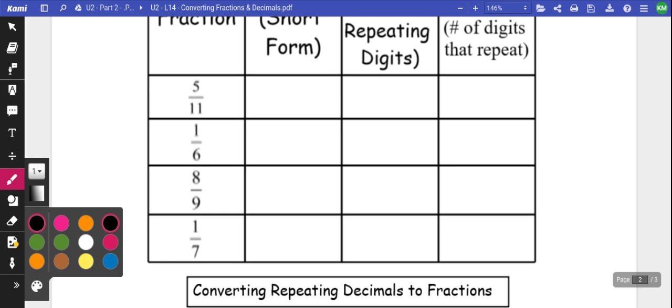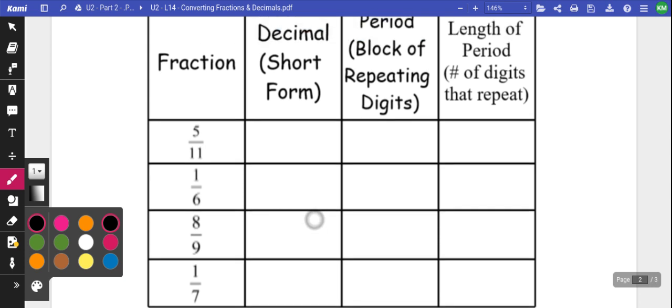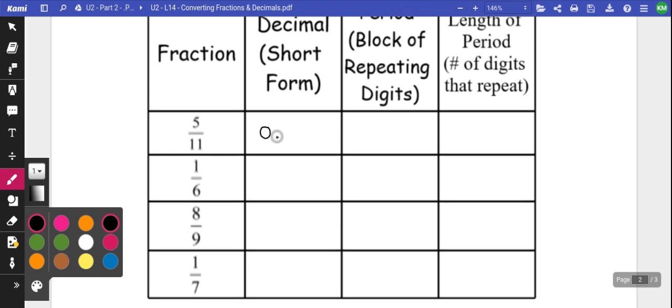Now, 5 over 11, can you type that into your calculator right now? Sydney? It's 0.45. Good. So the decimal, in short form, we don't want to write 0.45454545454545, and we'd never get to stop. How can I show that that decimal is going to repeat? Put a line, and I put a line over everything that repeats, so the 4 and the 5.